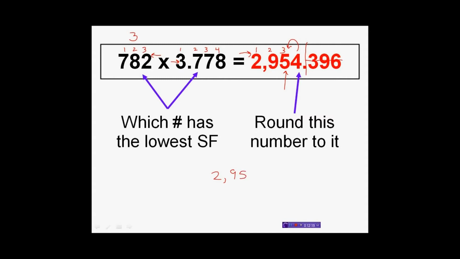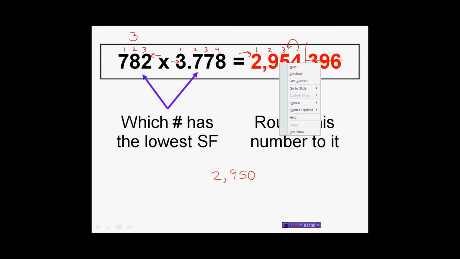So my final answer will be 2,950. Leave it as that. I originally had a 4. The 4 got changed to a 0. And my final answer is 2,950. And that really makes sense. 2,950 is when I round down 2,954, I get 2,950.